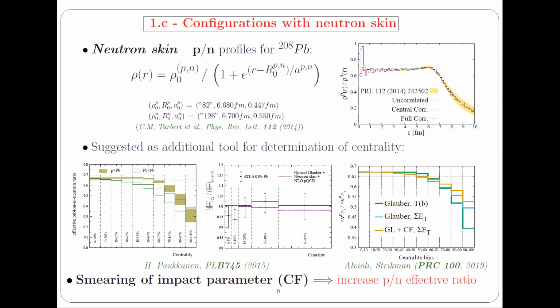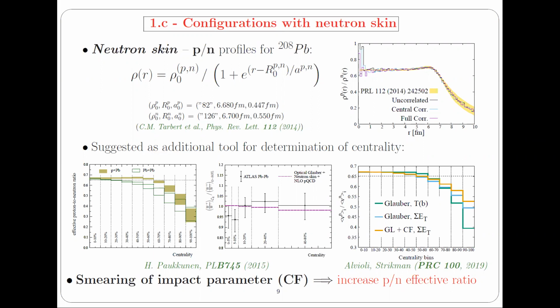What we can do within the same Monte Carlo algorithm is to implement neutron skin in the configurations. This, of course, can be done easily by differentiating the proton and neutron profiles. For example, one application of this we did a few years ago was to calculate configurations with neutron skin for lead. And as an application, we checked a suggestion in the literature to use the existence of neutron skin as an additional tool for determination of centrality in the two figures on the left.